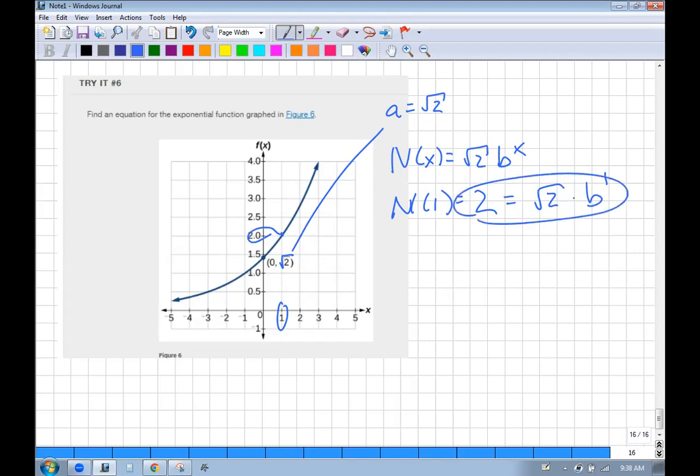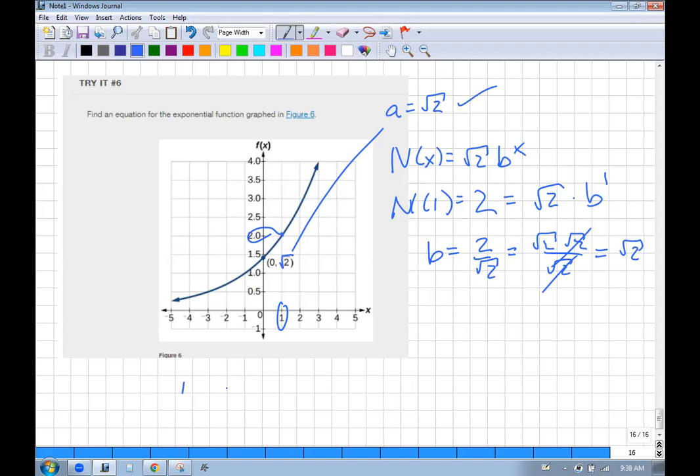The reason why I like 1 here is because you get b to the first, which is just b, right? That's the only reason why. So I got 2 over root 2. 2 is root 2 times root 2, so 2 over root 2 is just root 2. So b is root 2, a is root 2. So our function here is root 2 times root 2 to the x.